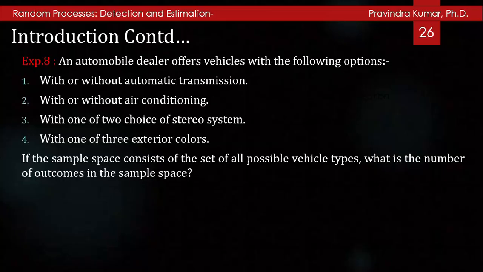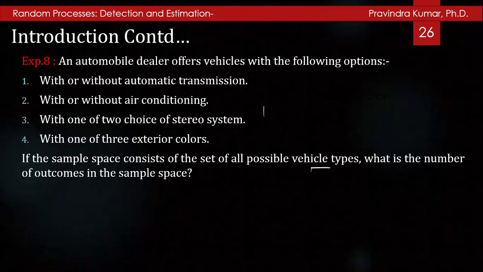Let us take one other example. An automobile dealer offers vehicles with the following options: with or without automatic transmission, with or without air conditioning, one of two choices of stereo system, and the fourth one is one of three exterior colors. If the sample space consists of the set of all possible vehicle types, that is, combinations of these, what is the number of outcomes in the sample space?